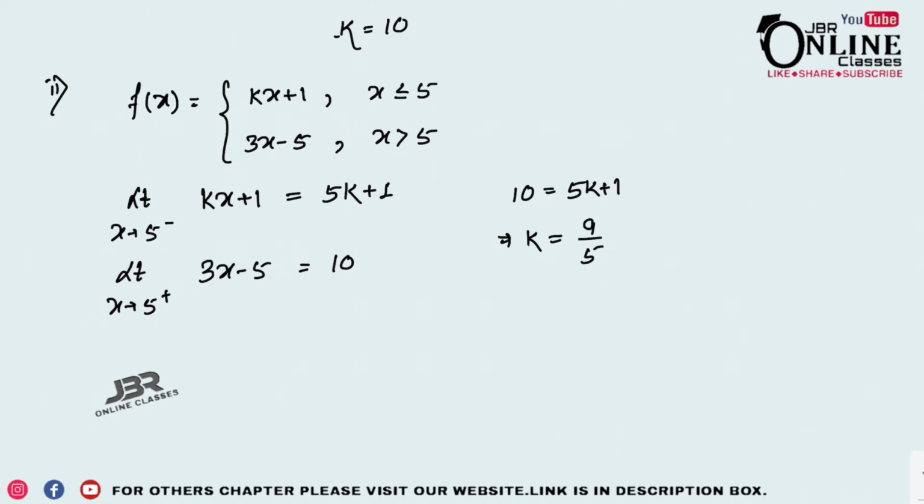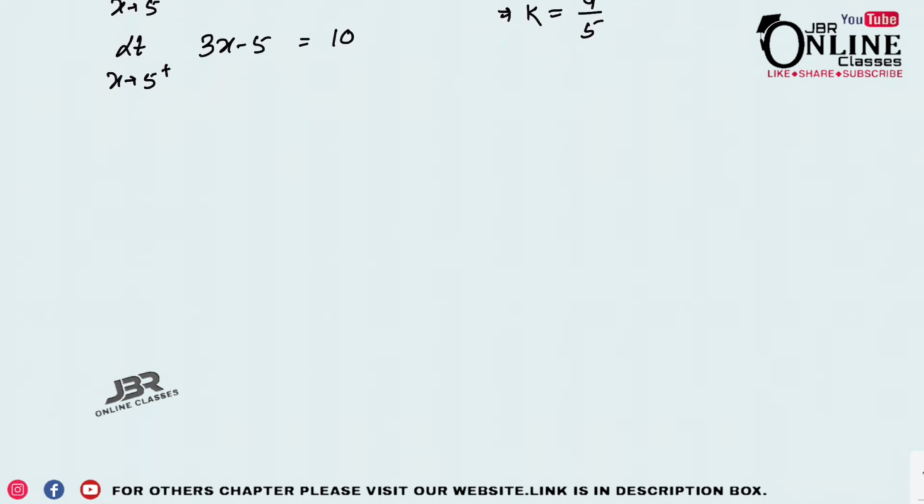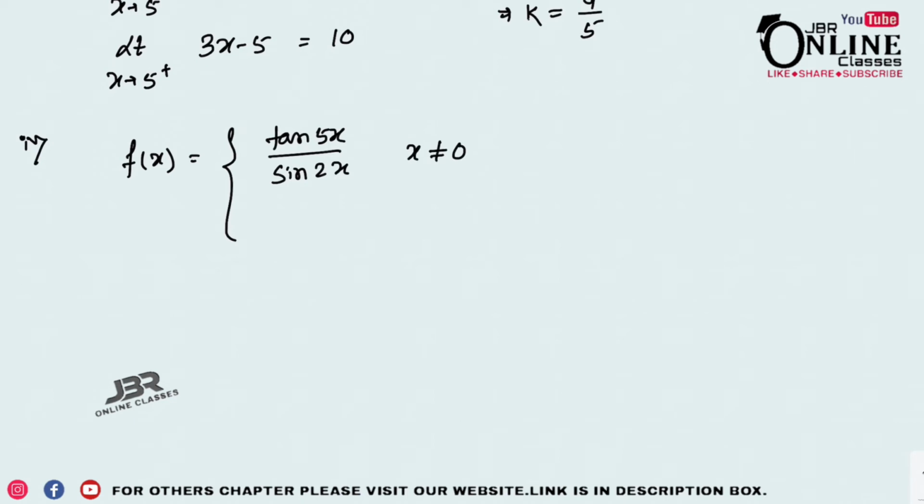So now the next one, sum number 3 and 4, a similar kind of problem. So move on to sum number 4. Here f(x) equal to tan 5x by sine 2x, when x is not equal to 0, and k when x equal to 0, continuous at x equal to 0. You have to find out the value of k.